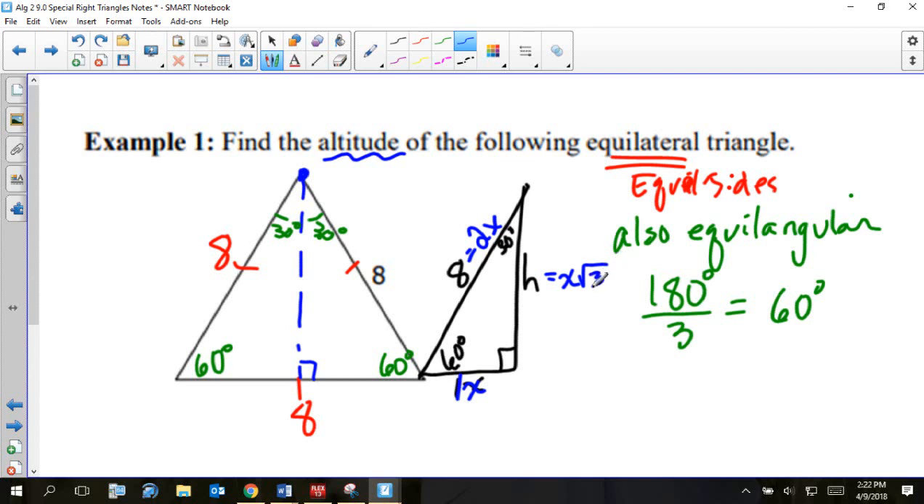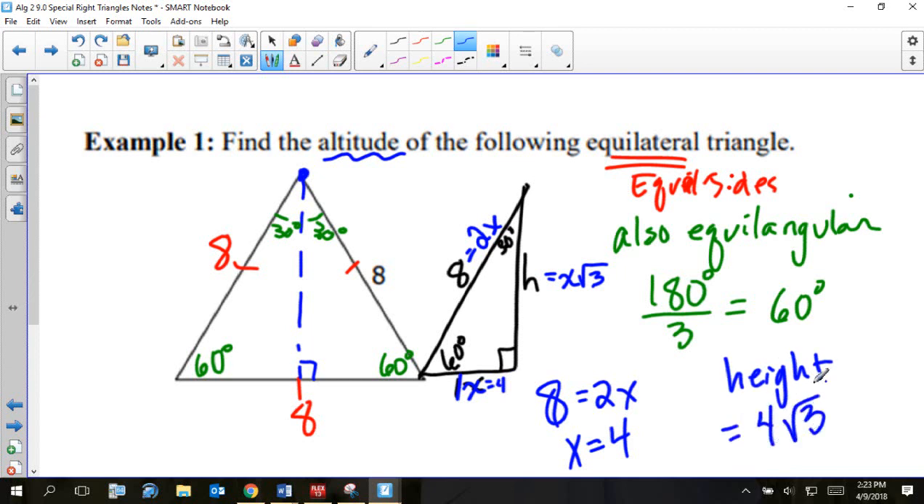So I have to solve for the height, which means I need to know x. Right now I know that 8 equals 2x. So x has to equal, divided by 2, 4. So my height, or my altitude, is 4 times square root 3.